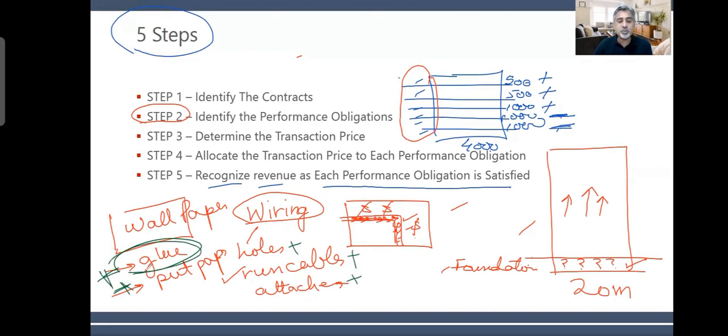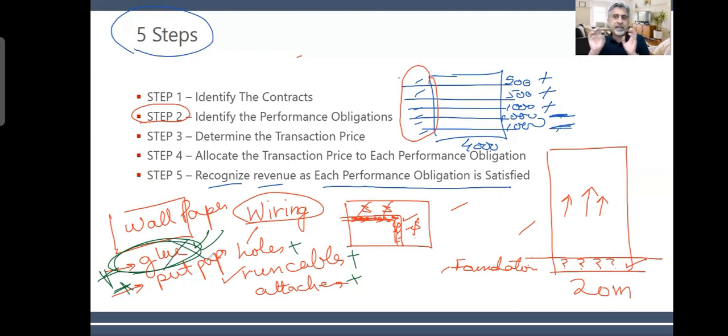But in its individual capacity, it is of no use, because the glue which I have put in 1 hour will become dry. And the next person who comes in will again have to put the glue. I cannot say that this service which I have provided you is of some benefit to you. You can use it, you cannot use it. So this is not a performance obligation.